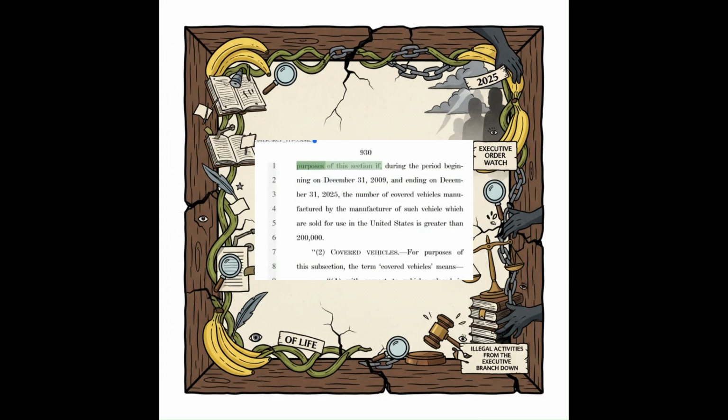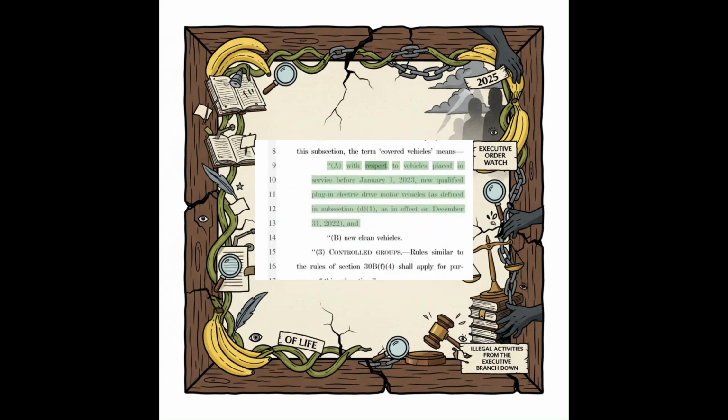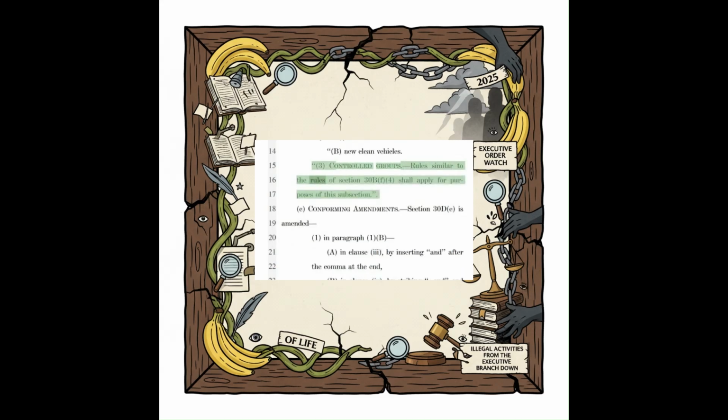930. Purposes of this section, if during the period beginning on December 31st, 2009, and ending on December 31st, 2025, the number of covered vehicles manufactured by the manufacturer of such vehicle, which are sold for use in the United States, is greater than 200,000. Covered vehicles. For purposes of this subsection, the term covered vehicles means, with respect to vehicles placed in service before January 1st, 2023, new qualified plug-in electric drive motor vehicles, as in effect on December 31st, 2022, and new clean vehicles. Controlled groups. Rules similar to the rules of Section 30B shall apply for purposes of this subsection.